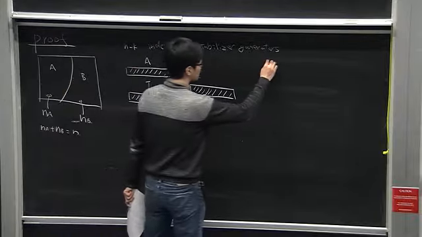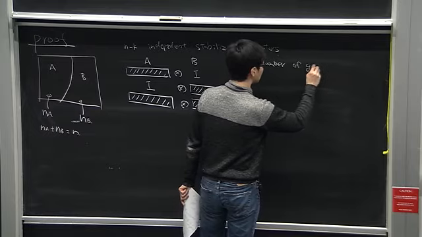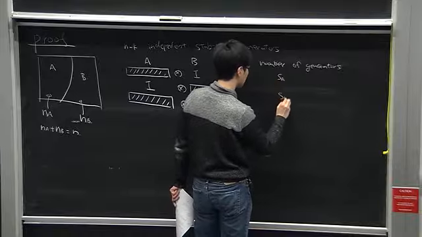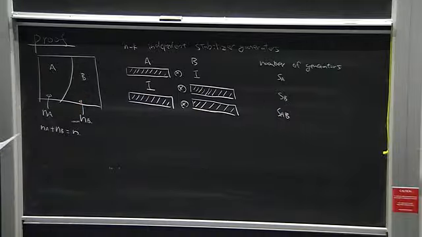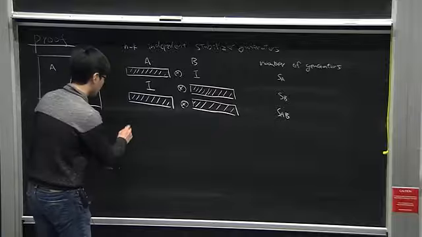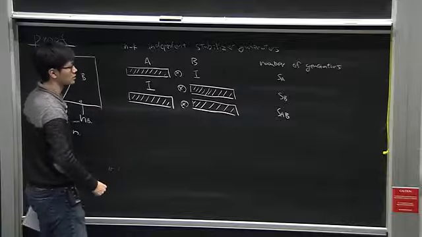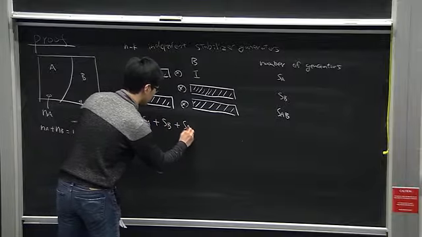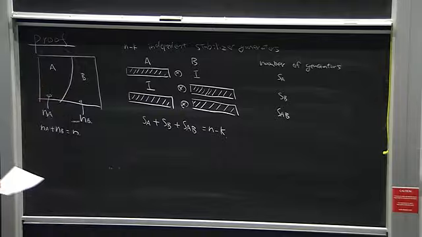And let me just label the number of generators in the following way. Just SA, SB, SAB. Okay. And then since there are k logical qubits, the dimension of S is n minus k. So there are n minus k independent stabilizer generators. Okay, so this is the case.